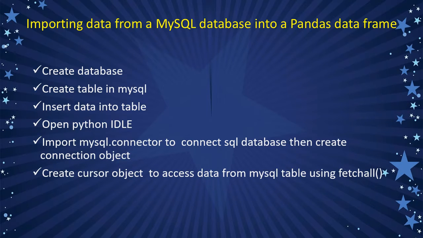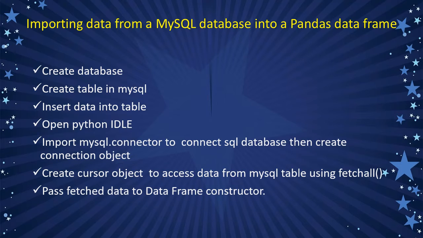And next, you should create the cursor object to access the table data using the function fetchall. The fetchall function retrieves all the rows from tables. Fetchone means one row, and the fetchmany function means however many rows we mention in the fetchmany function. Those rows alone will be retrieved from the particular table. After fetching the data, that will be passed to the data frame constructor.